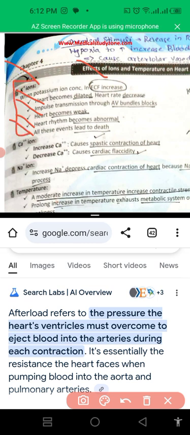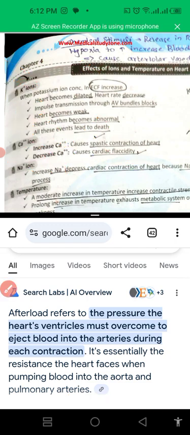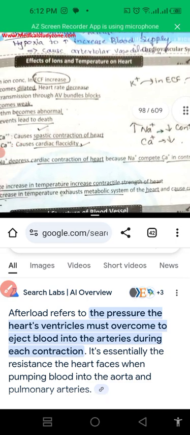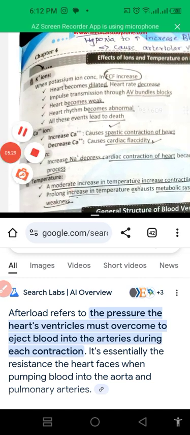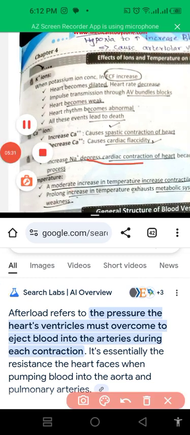So potassium is very important to monitor, especially in heart failure patients. Calcium ion, when increased, causes increased contraction of the heart, and when decreased causes cardiac flaccidity. Sodium ion increase results in depressed cardiac contraction, because sodium competes with calcium in contractile channels, which results in decreased contraction of the heart.